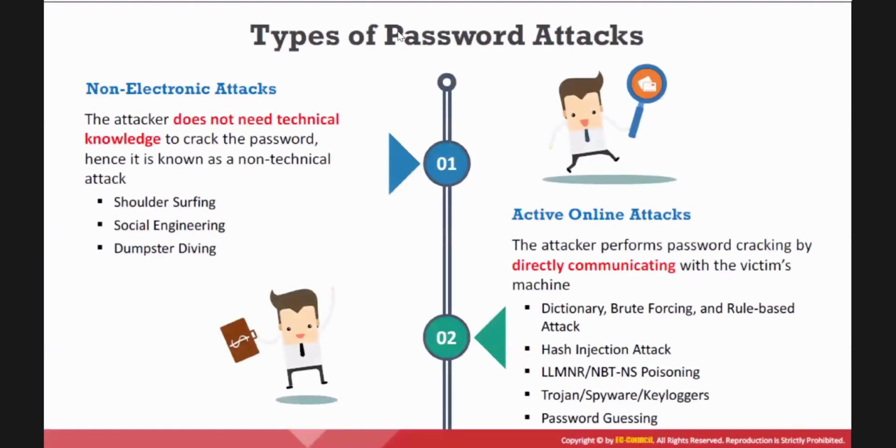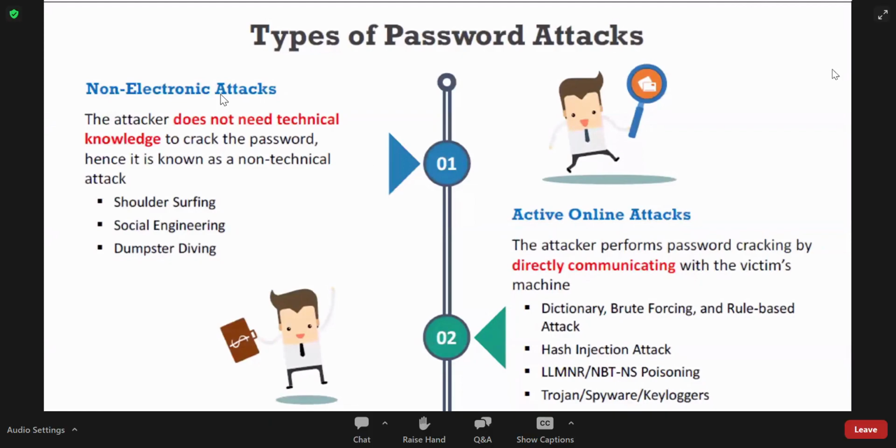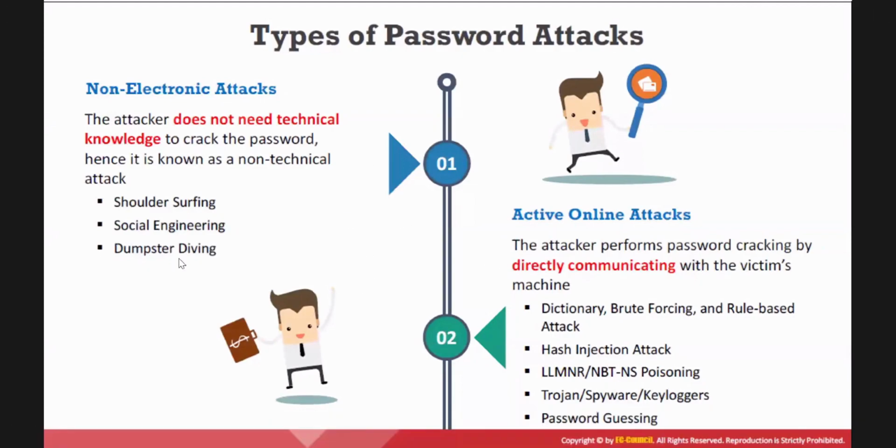And types of password attacks. So we have non-electronic attacks and we have active online attacks. Non-electronic attacks would be shoulder surfing, social engineering, and dumpster diving. So looking through the trash cans and trash bins, at the bills and papers left in them. And social engineering, like phishing the client or the target and trying to gather some information, like a password or some information from which we can predict the password. And shoulder surfing is nothing but looking through, sorry for the interruption.